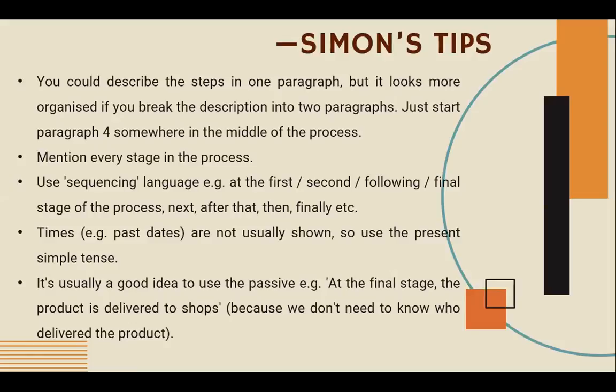Then remember to mention every stage in the process. Use sequencing language, for example, at the first, second, following, final stage of the process. Next, after that, then finally. In the process type of writing task 1, times are not usually shown, so you must use the present simple tense. Tức là những ngày tháng sẽ không được đưa vô, cho nên là mình phải dùng thì hiện tại đơn.